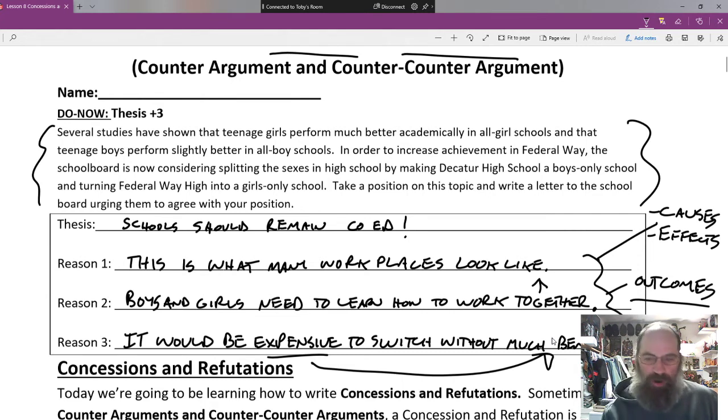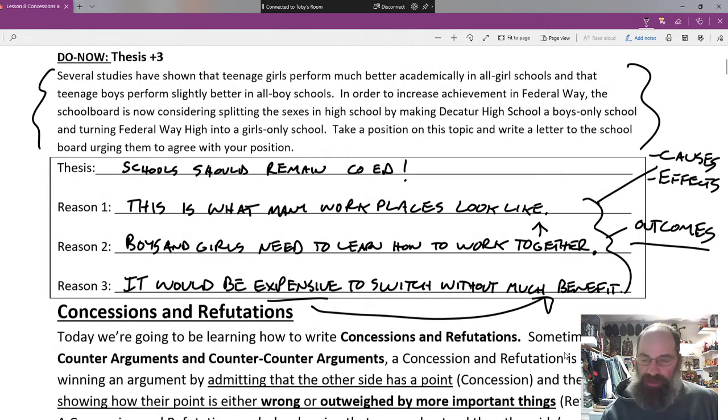So being aware of how your argument is put together is really important. So in this case, I've cited outcomes. These are the outcomes of school remaining co-ed. That's my line of reasoning. And with this one being a bit of a warning why you shouldn't do it. So if you're laying out your paragraphs, this is body paragraph 1, this is body paragraph 2, this becomes body paragraph 3. However, what you need in any good argument are concessions and refutations.